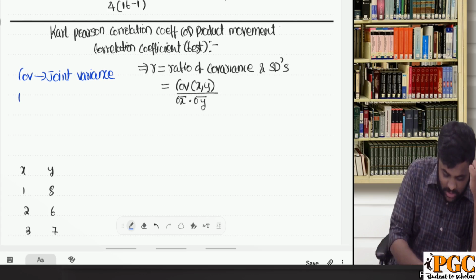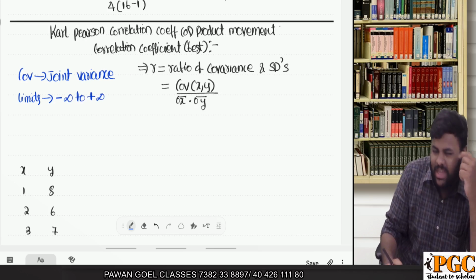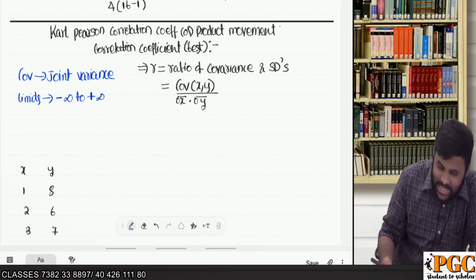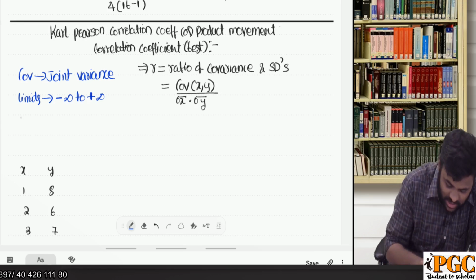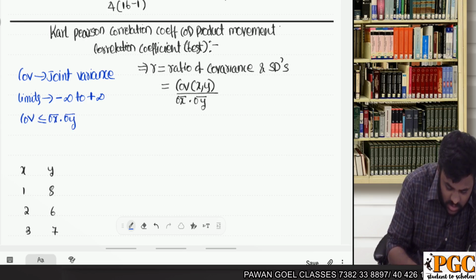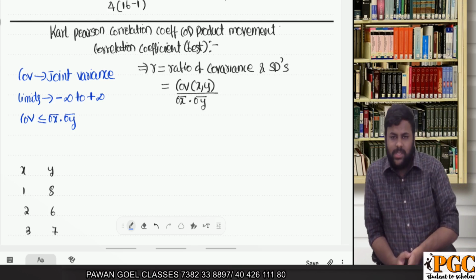But the limits of covariance are minus infinity to plus infinity. It can assume any value from minus infinity to plus infinity. There is a condition for covariance. The covariance is always supposed to be less than or equal to the standard deviation of x into the standard deviation of y. Now why like this, my dear friends?